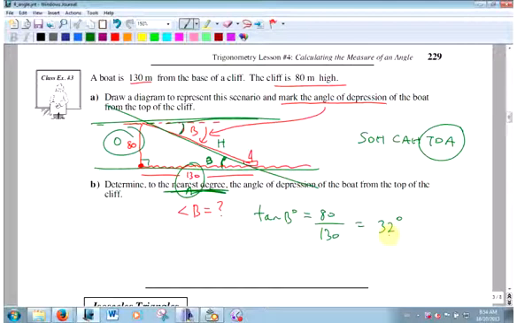Okay? That's the angle from the boat to the cliff. It's also the angle of depression from the cliff to the boat. This is the same angle as this one.